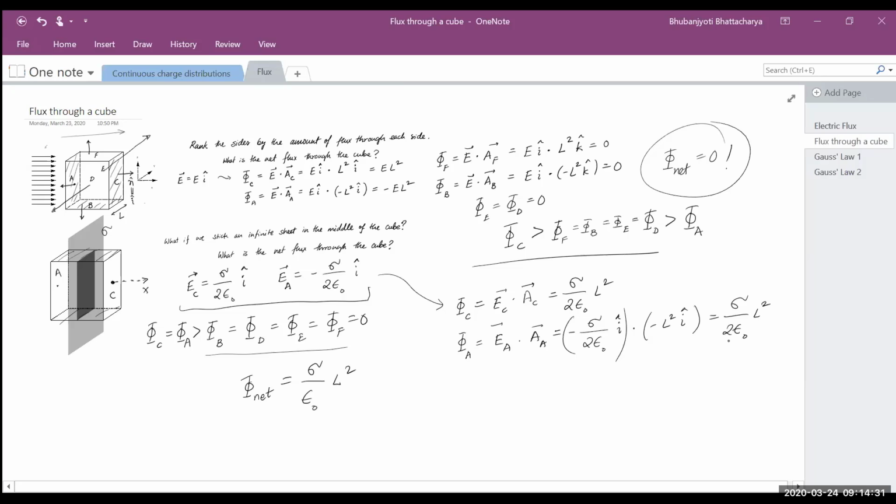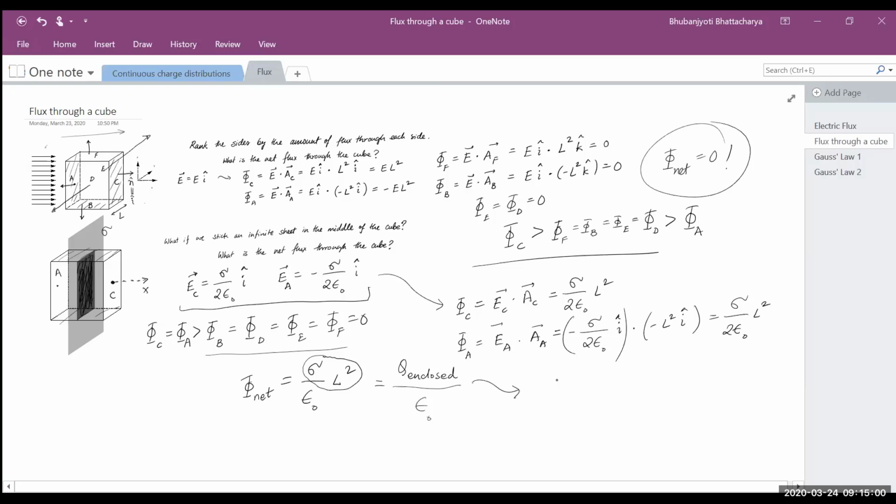And this brings me to something that is very interesting. We'll come back to this in our next class. If you look at sigma times L squared, that's basically the charge that is on the grayed out area in the middle over there, right? So I can replace that by what I will call Q enclosed. That's all of the charge that is inside the square. So it looks like phi net is equal to Q enclosed divided by epsilon 0.